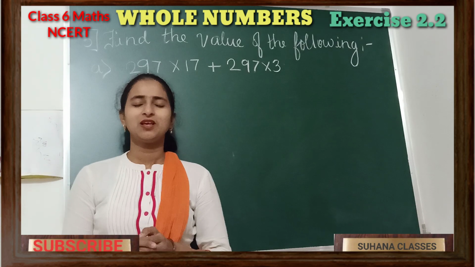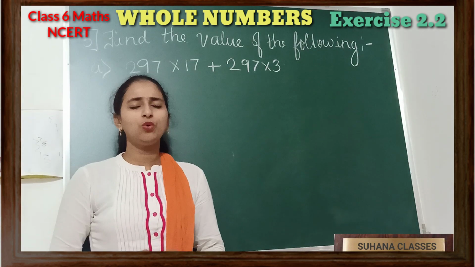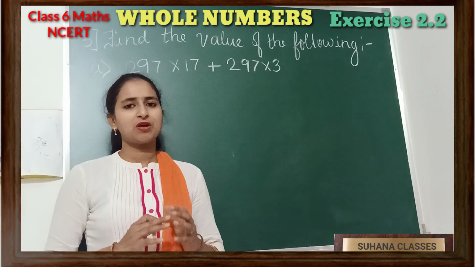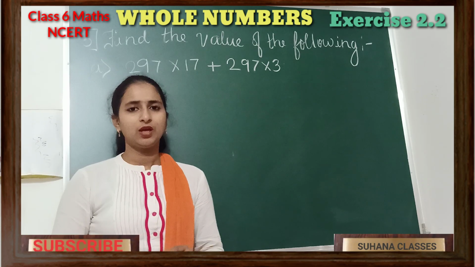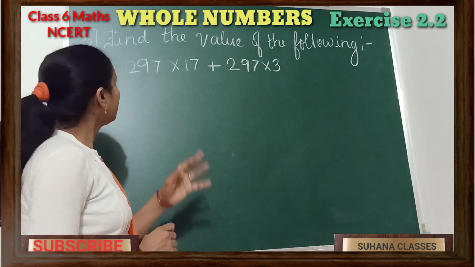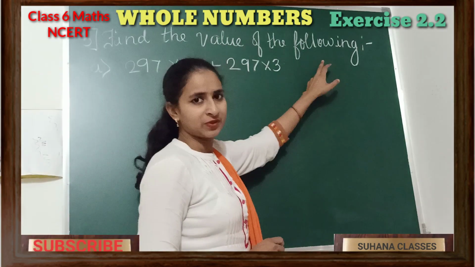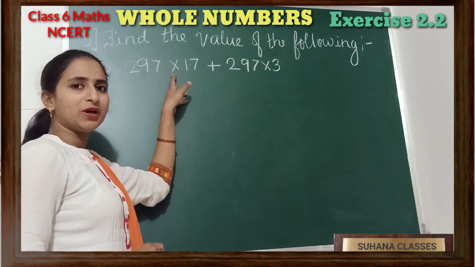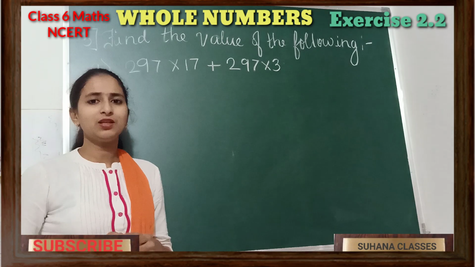Hi students, welcome back. We were at exercise 2.2 of our chapter Whole Numbers, and in the last class we completed question number 2. Now let's see question number 3. What is our next question? The next question is to find the value of the following. A group of numbers is given with multiplication and addition signs in between, and we have to find the value of this.